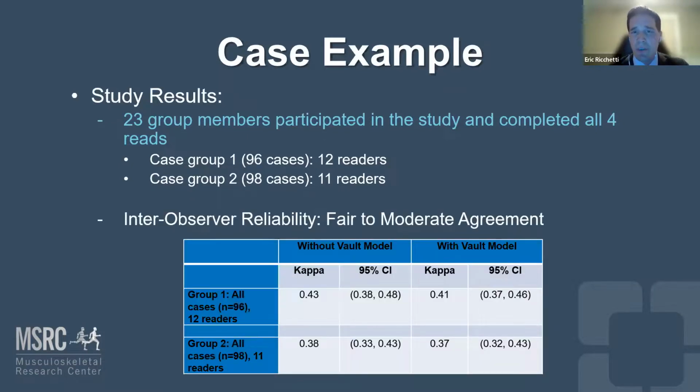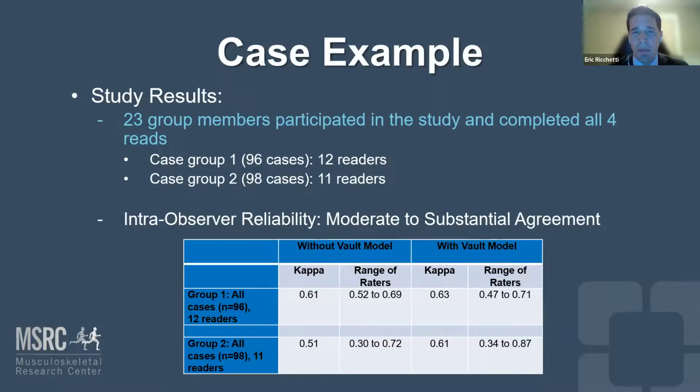And you can see that we found that the modified Walsh classification has fair to moderate agreement when you look at both groups of cases with or without the glenoid vault model. When we look closer at intra-observer reliability, we actually saw better intra-observer reliability, with it improved to the level of substantial agreement, particularly when looking at use of the vault model.